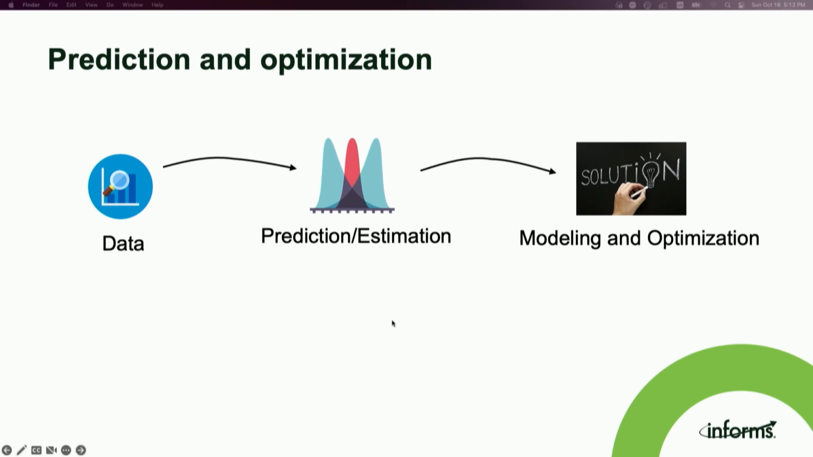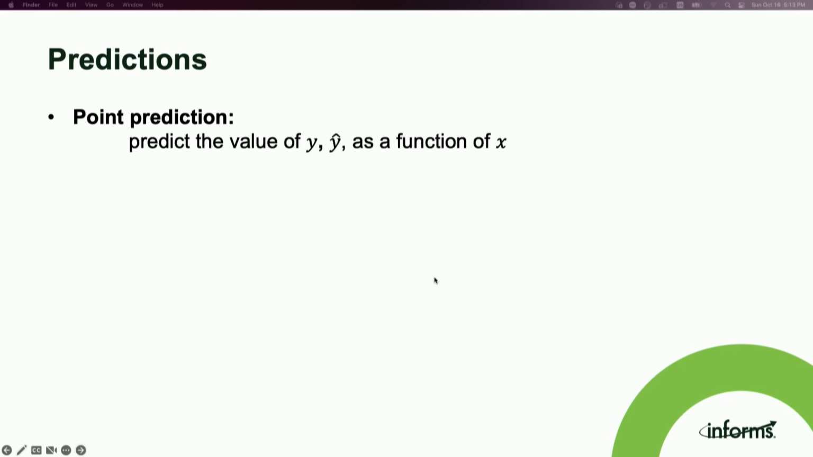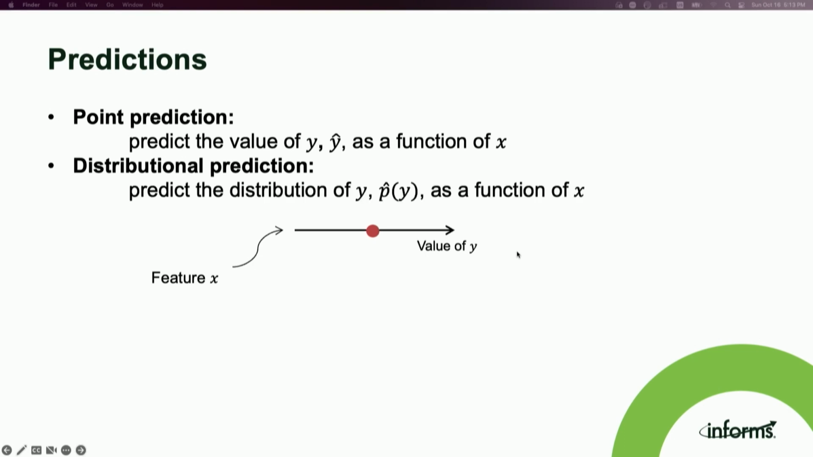So let's first consider the predictions. The prediction may involve two different types. There is point prediction, where we want to find the value of y as a function of x. And there is distributional prediction, where we want to find the distribution of y given the feature value x.